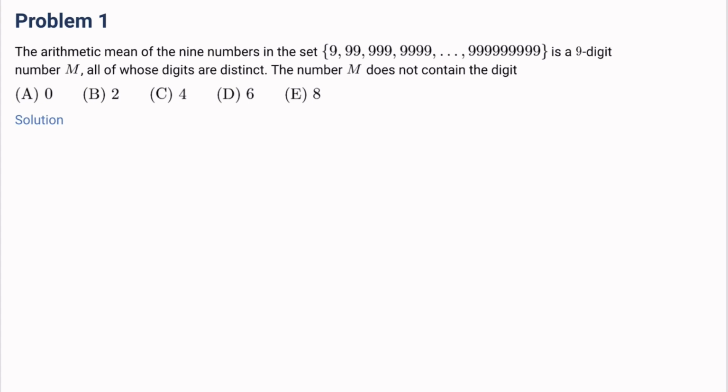First problem: the arithmetic mean of the 9 numbers in the set is a 9-digit number m, all of whose digits are distinct. The number m does not contain the digit in one of these 5, right?